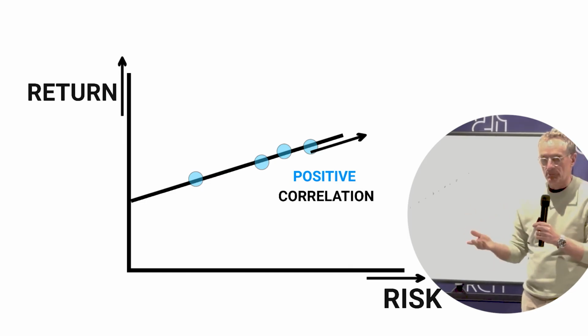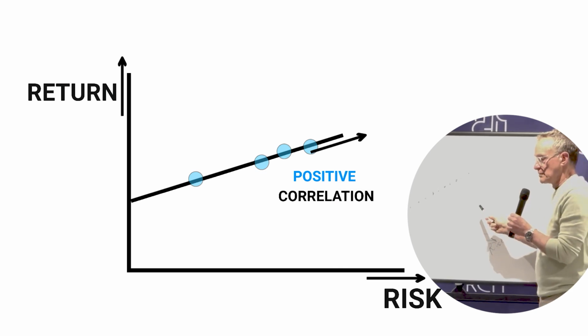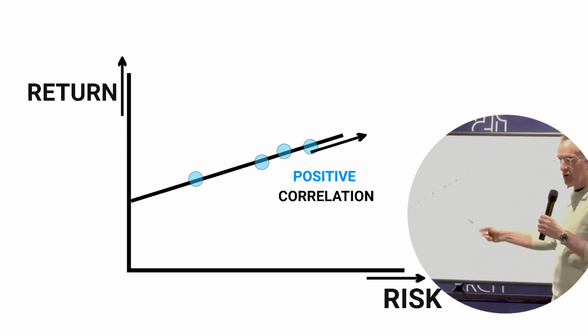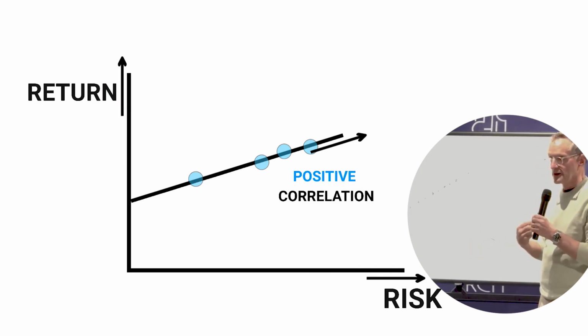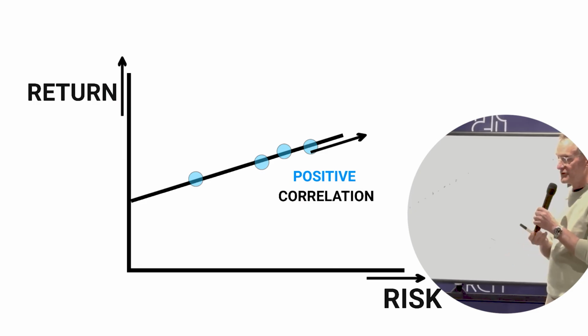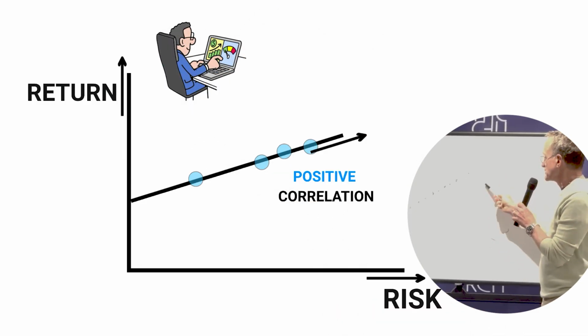If one goes up, the other goes up. Now, many people are now aware of this graphic. Most of them, in my opinion, are aware of it incorrectly. And if you say to most people, what does it mean? What does this relationship mean?